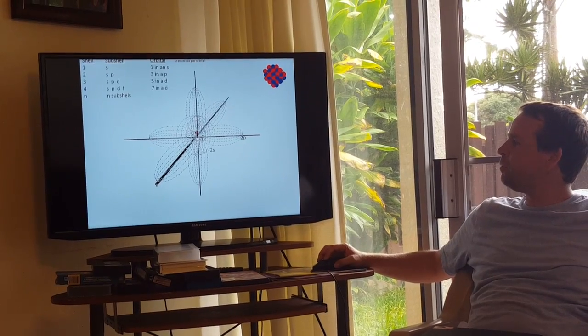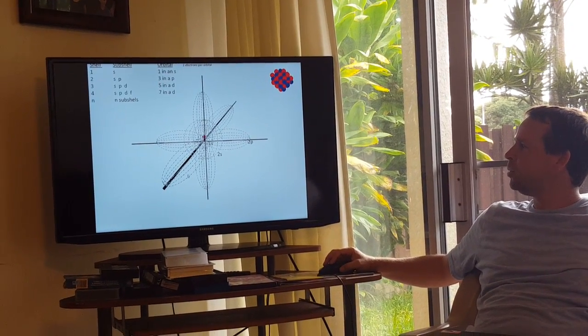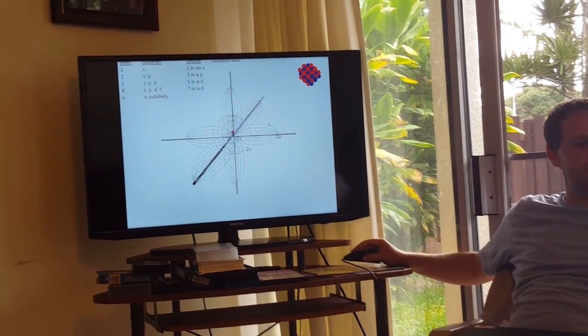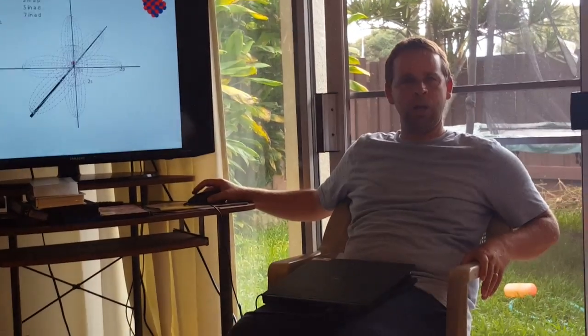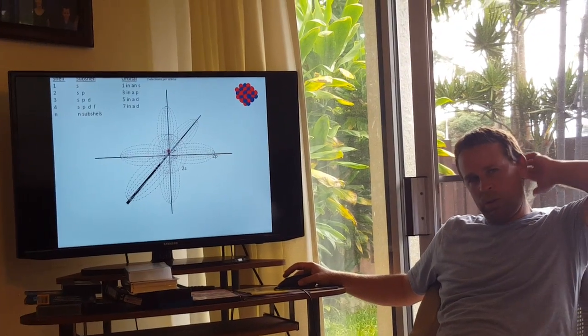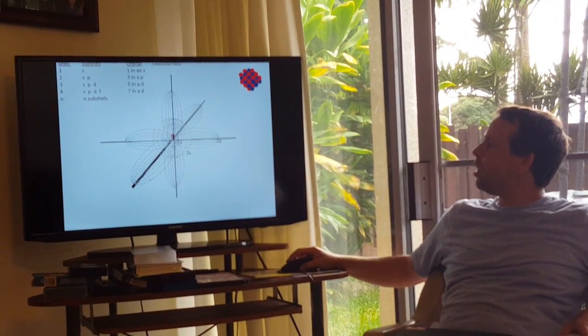Now it's flying back and forth into this orbital. 5 electrons. What is this thing? What is 5 electrons? Boron. Boron. All right. The 6th electron.